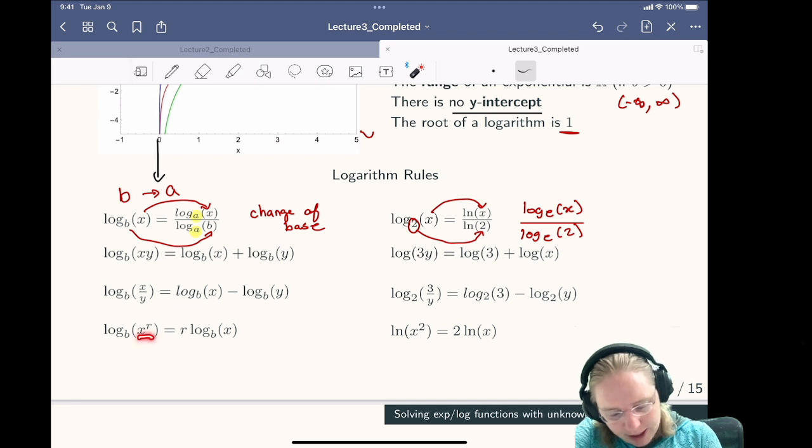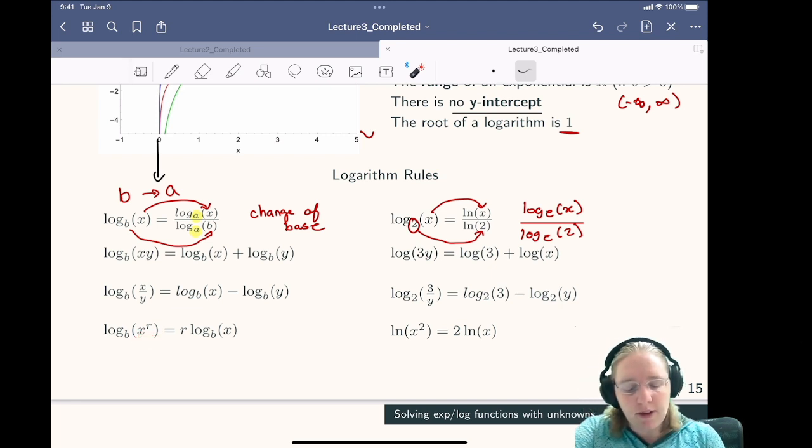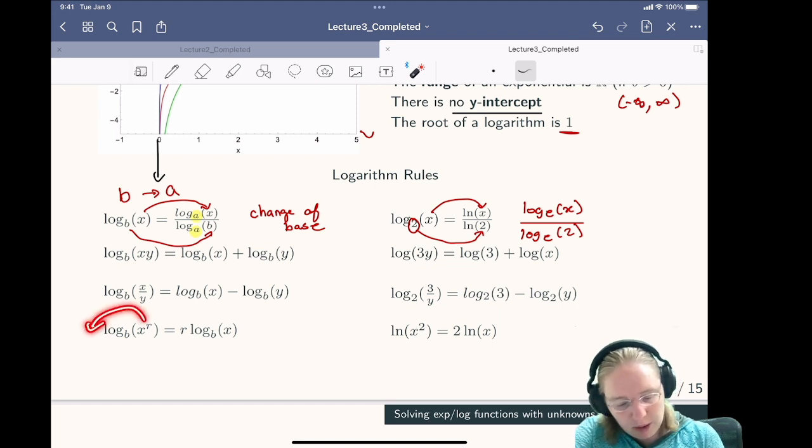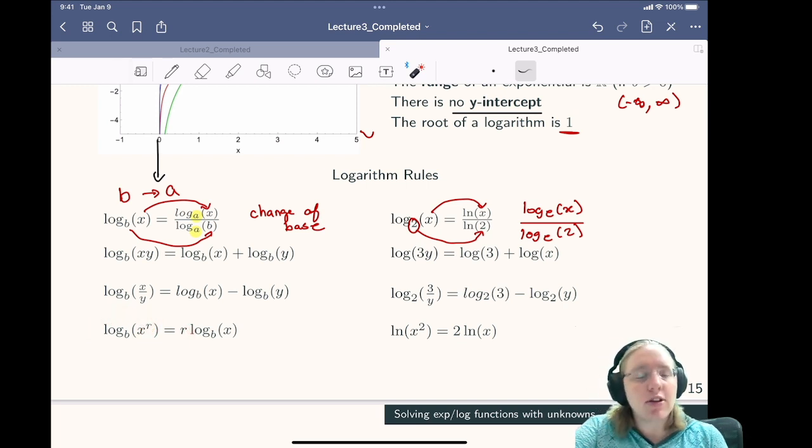Finally, we have a really nice rule that if you have log base b of x to the r, this r can move out front, so we can take exponents out of logarithms to end up being a product. So we have r times log base b of x. So in one example, if we have the natural log of x squared, this is equivalent to 2 times the natural log of x.